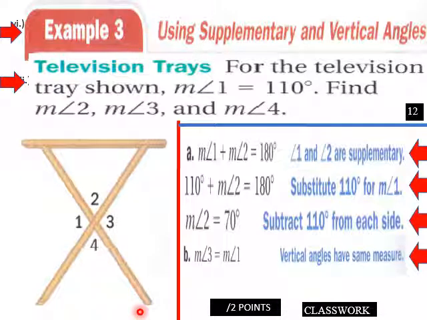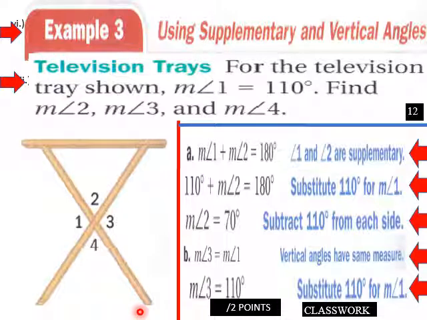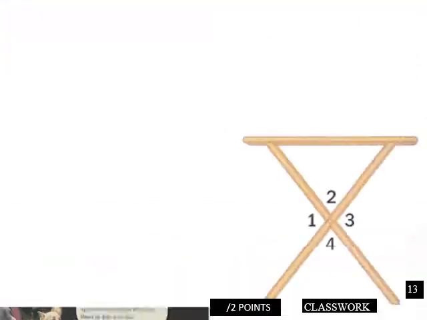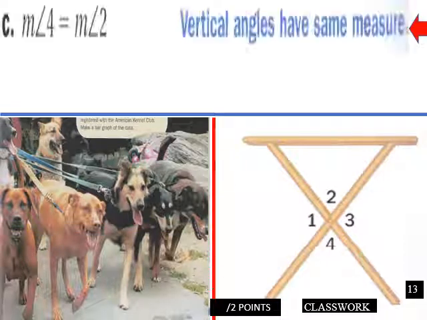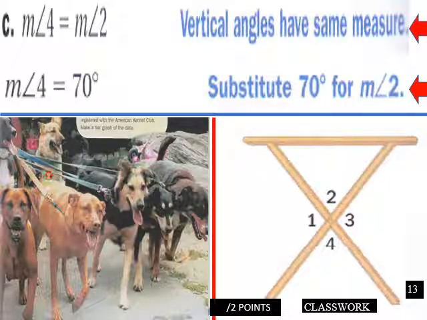And then measure of angle 3 and angle 1, we can figure that out as well. Measure of angle 3 is 110. Angle measure 4 equals angle measure 2 because they're vertical angles. Measures 2 and 4 are vertical angles. The measure of angle 4 is 70 degrees, because we know that's what angle 2 is.